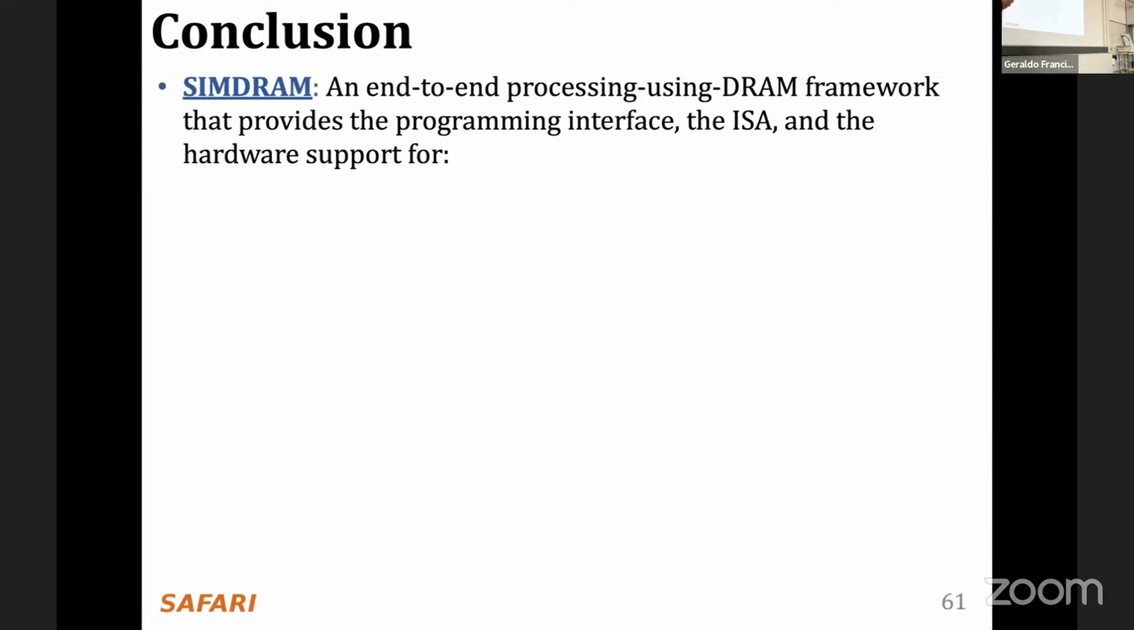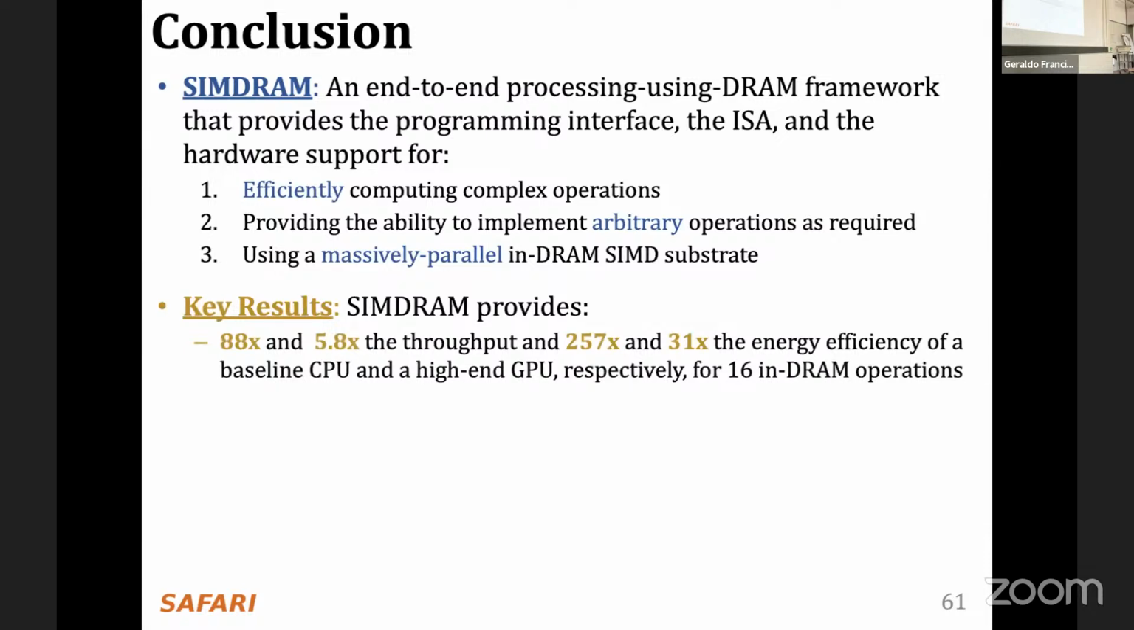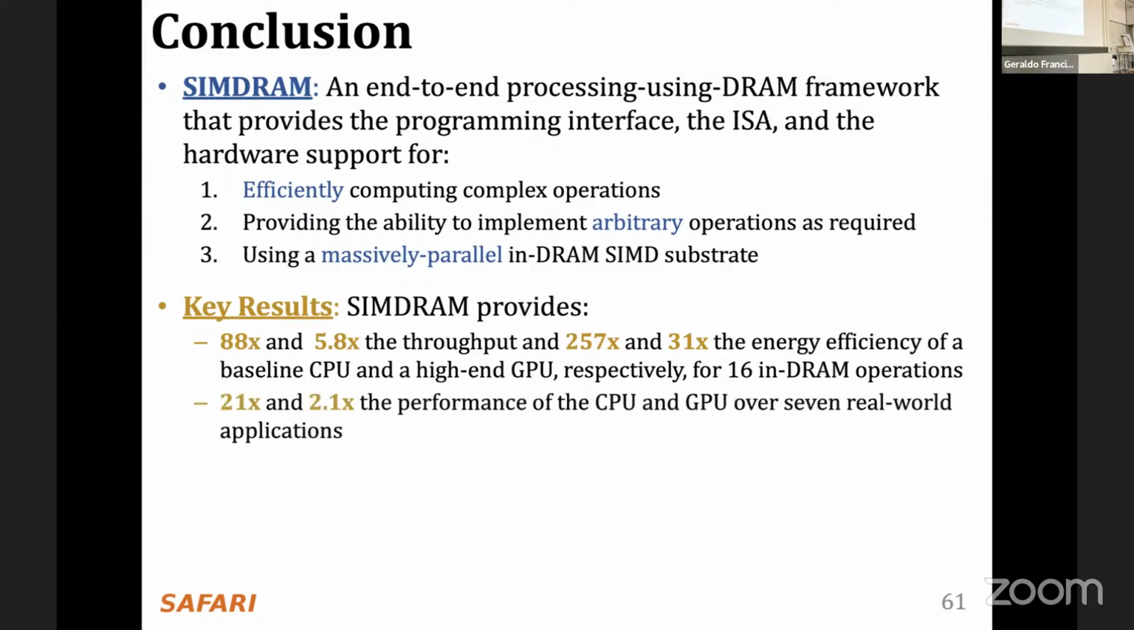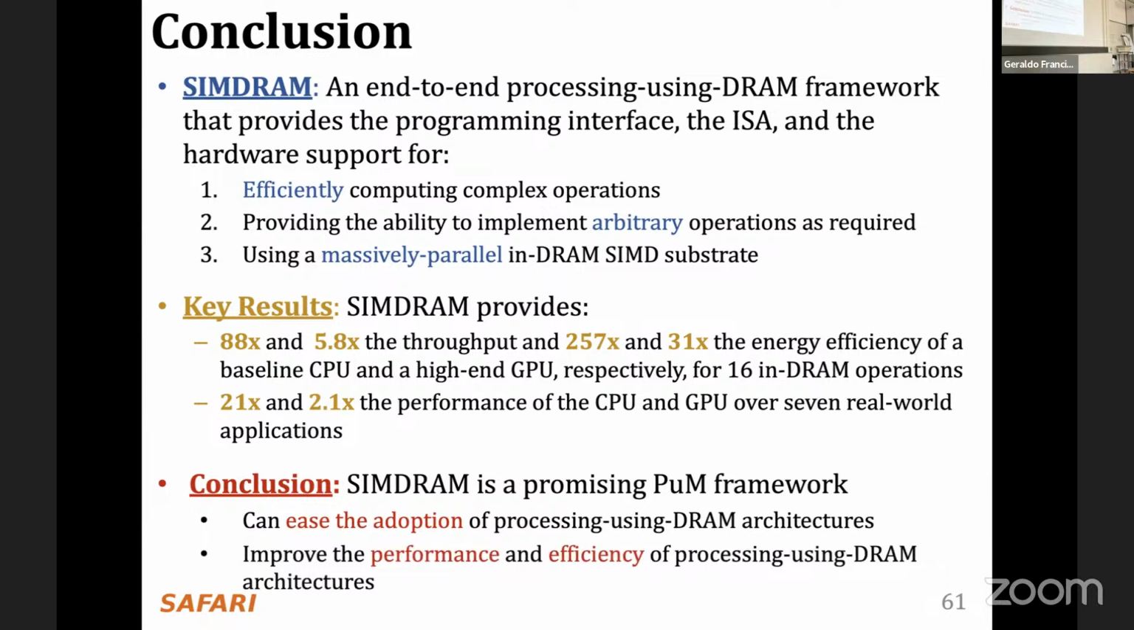So in conclusion, in this work, we implement SimDRAM, an end-to-end framework that provides the programming interface, the ISA and the hardware support to implement complex operations inside the DRAM array itself, while allowing the user the ability to implement arbitrary operations as needed, and transforming the DRAM array into a massively parallel in-DRAM substrate. We extensively evaluate SimDRAM, and we see that it significantly outperforms CPU, GPU, and a prior processing-using-DRAM system for 16 DRAM operations and several real-world applications. So we conclude that SimDRAM is a promising processing-using-memory framework, which can ease the adoption of processing-using-DRAM architectures while improving performance and energy efficiency.